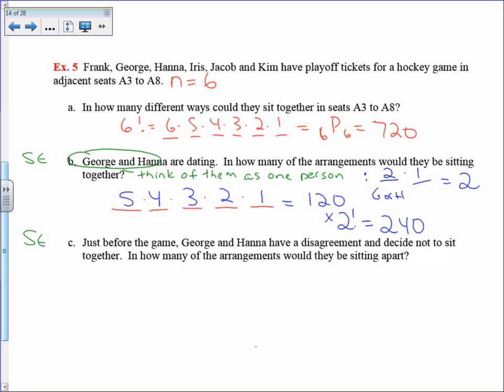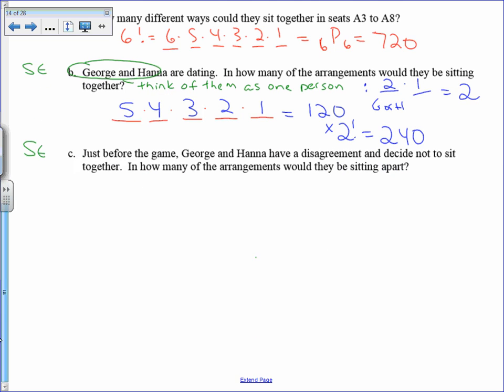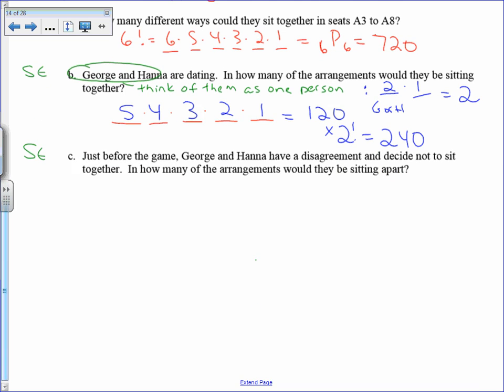Just before the game, though, George and Hannah have a disagreement, and they decide not to sit next to each other. So how many of the arrangements would they be sitting apart? This one is nearly impossible to do directly, looking at them sitting apart. So what you want to do is take the total number of arrangements. We're going to use what's called indirect reasoning, which is when you solve a problem backwards or through the back door.